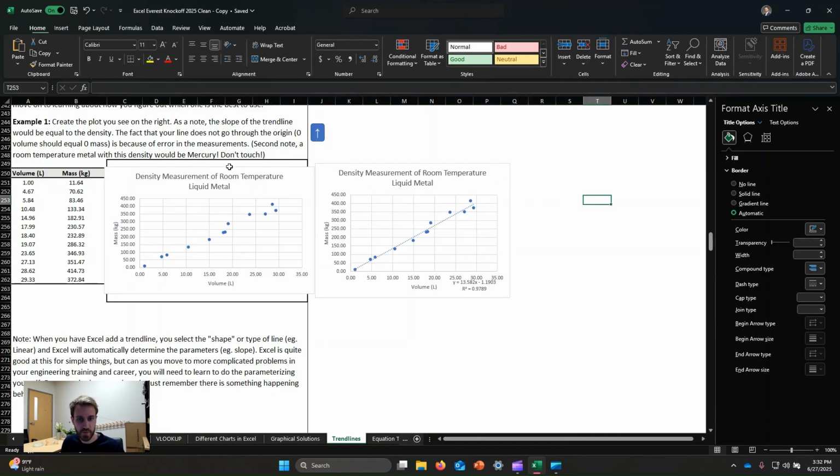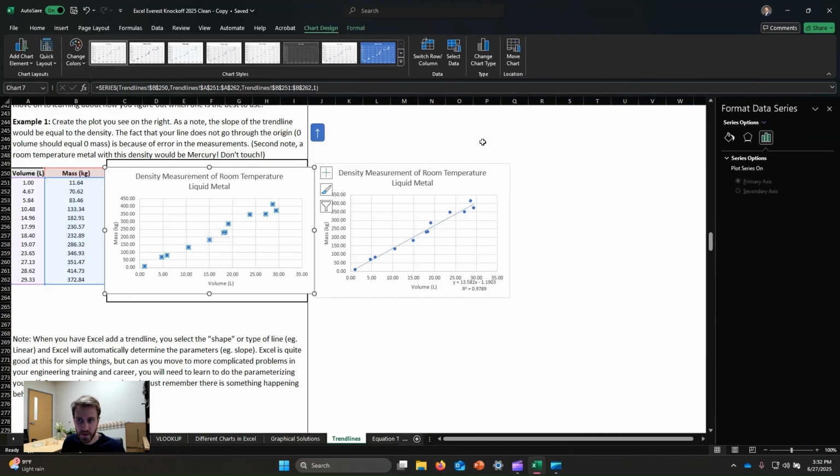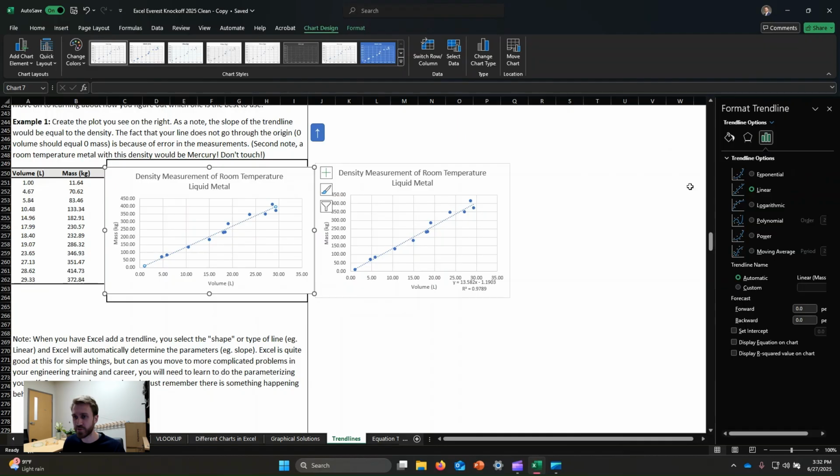Okay, and now the thing that we want to learn is the trend line. If you click on that data, again, we get this little pop-up to the side, and this time we're going to right click on it to add a trend line. Now we have our format trend line option. So we don't just want the data formatting, we want the trend line formatting.